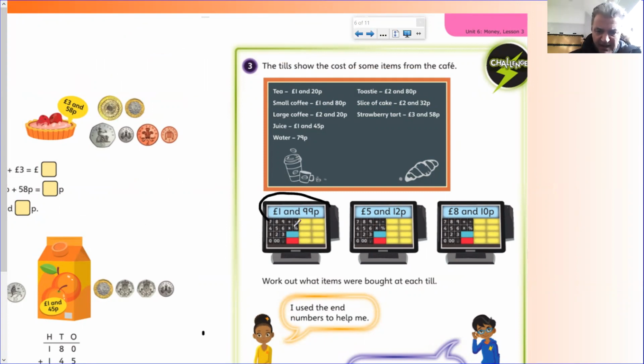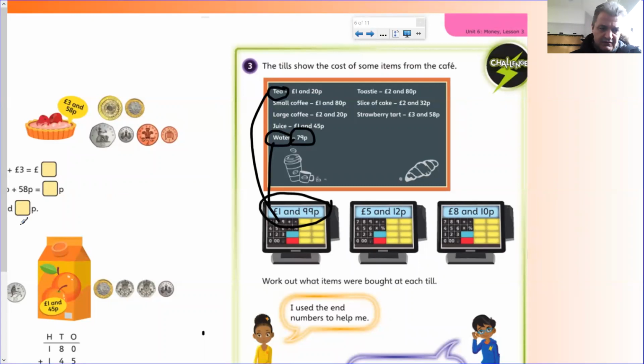This total £1.99. How can I get £1.99 from these numbers? I'm going to look at my units first. Have I got any nines in my units? Oh, what's this? I've got 79. So 99 take away 79 would be 20. So I need to find something £1.20. Can you see anything for £1.20? Oh, I see. So I think the two items that cost £1.99 are tea and water.